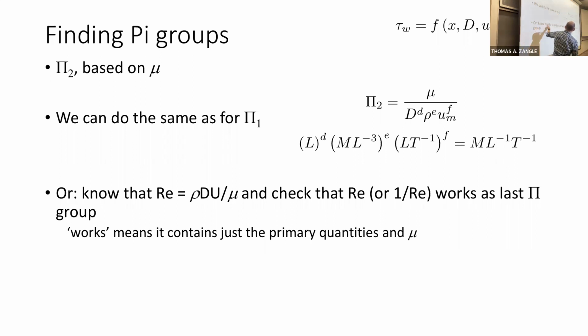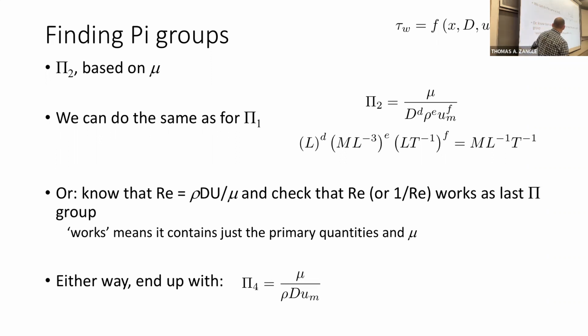In this case, the thing you want to check, if we know the Reynolds number is this, is that the Reynolds number works based on our choice of primary and secondary variables. Works means that it contains just the primary quantities and mu, and that it is dimensionless. You can't just plug in any non-dimensional number you want. It has to actually contain just the variables that you're considering. Depending on the choices you make for primary quantities, you will often get a Reynolds number, because Reynolds number shows up all over the place in fluid mechanics.